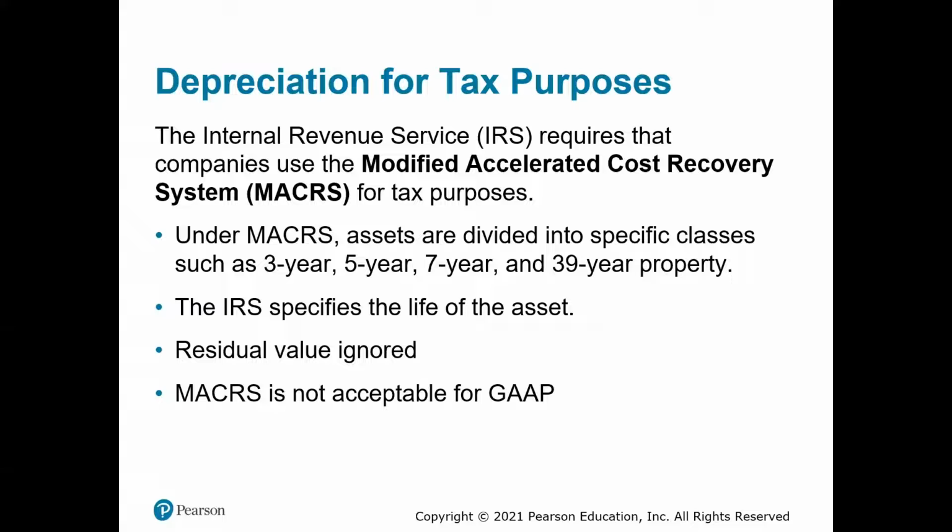Businesses do not get to choose the useful life of the asset. Instead, the Internal Revenue Service specifies the useful life based on the specific classes. For example, office furniture has a 7-year life for tax purposes, but might only be depreciated for 5 years for book purposes. The Modified Accelerated Cost Recovery System, or MACRS, is not acceptable for financial reporting under GAAP.